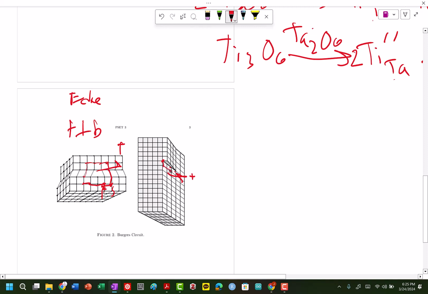1, 2, 3, 4. 1, 2, 3, 4. 1, 2, 3, 4. 1, 2, 3. Start, finish, start to finish vector. T is parallel to B. That is a right-hand screw. And that's it.